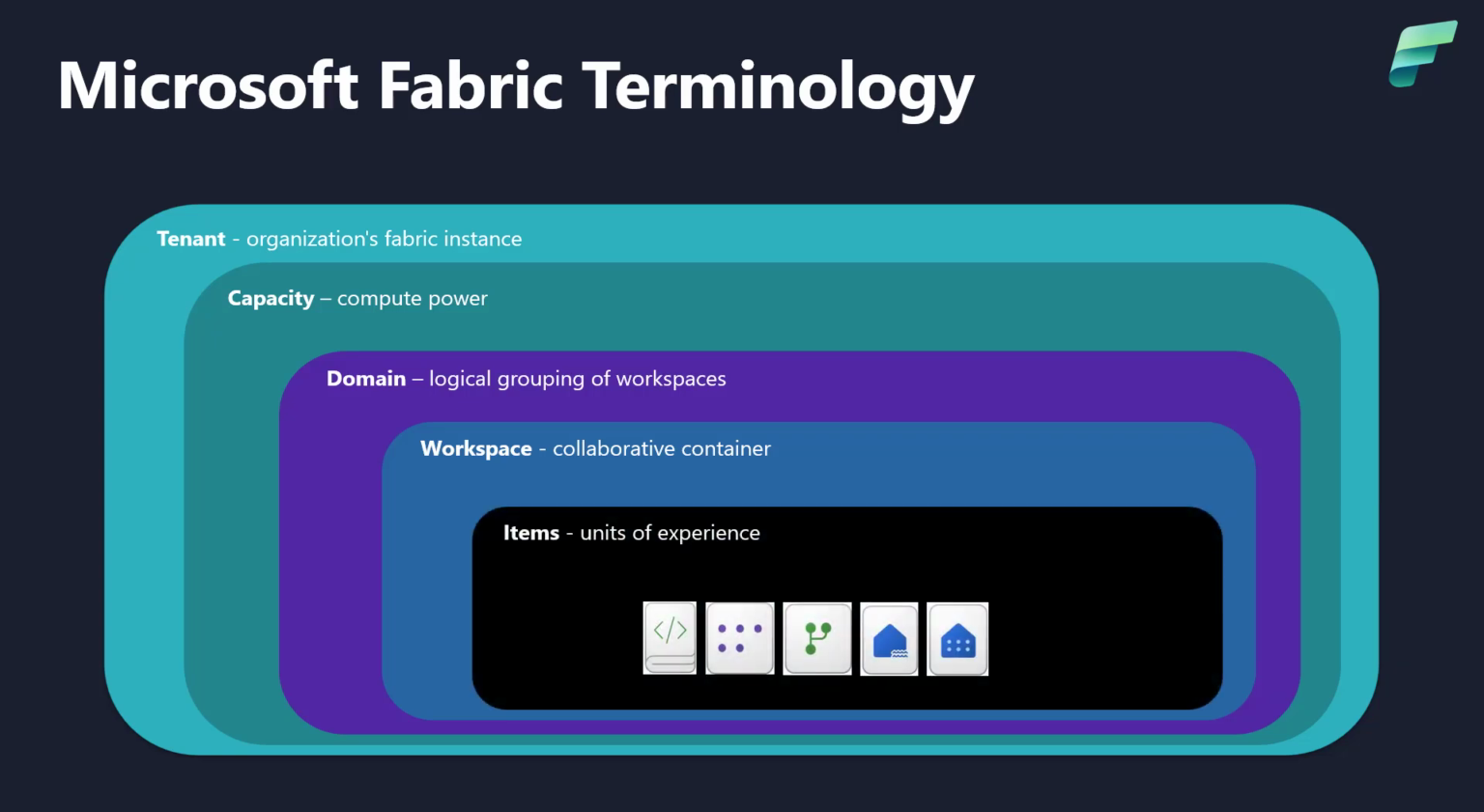Fabric items are the building blocks of the entire Fabric platform. Those are the objects that you create and manage in Fabric. There are different types of items, as you will see in this video, such as data warehouses, data pipelines, semantic models, reports, dashboards, and many more. Understanding these Fabric concepts is important because it helps you understand how to manage the Fabric environment and how to navigate between different levels of the Fabric ecosystem.